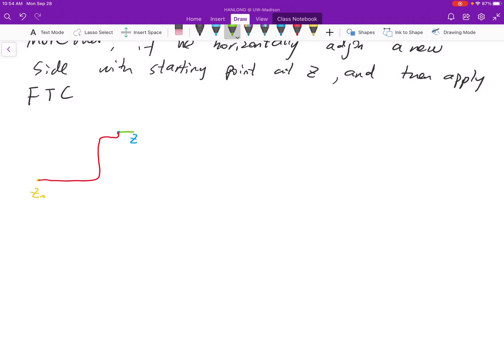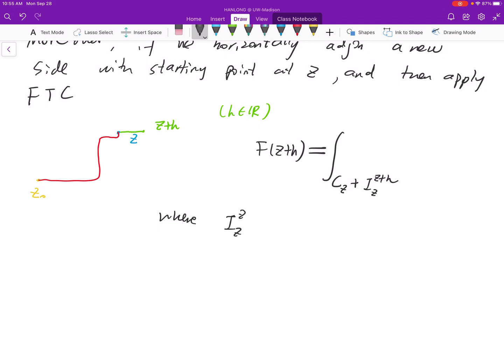And to define F(z + h), where h is a real number, by definition, you can choose a path C_z plus the interval I_z from z to z + h, where z + h is the green horizontal interval. And the integrand is, of course, f(ζ) dζ.